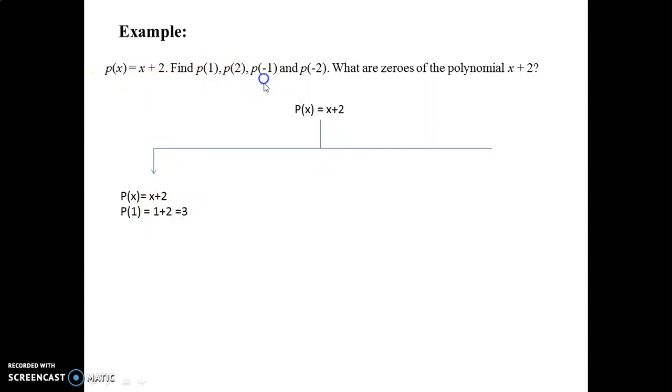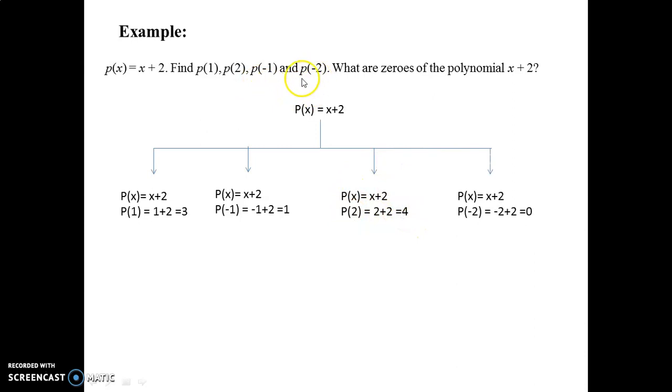Now coming to p of minus 1, minus 1 plus 2, that is 1 will be the value of p of minus 1. Coming to p of 2, 2 plus 2, so p of 2 will be 4. Coming to minus 2, p of minus 2 will be minus 2 plus 2, that is 0. By observing all these values of p of 1, p of minus 1, p of 2 and p of minus 2, we got p of x equal to 0 at x equal to minus 2. So minus 2 is the zero of the polynomial x plus 2.